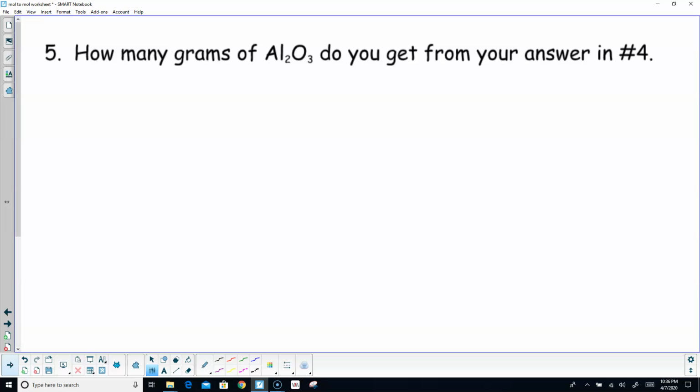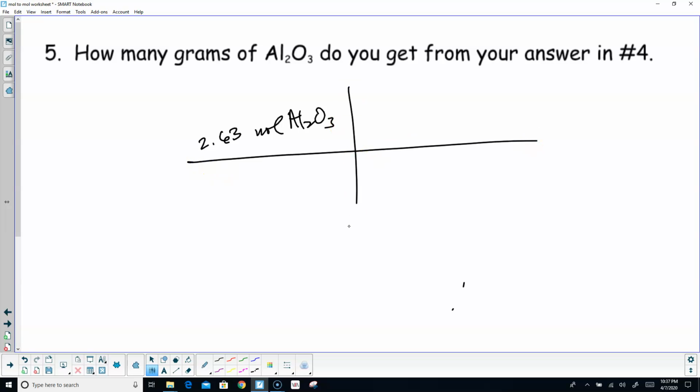Okay, this last one, this is a little different. It wants to know how many grams of aluminum oxide you get in your answer for number 4. So what you could do, and what I would probably do, we haven't done the mole to mass conversions yet, but guess what? In the previous problem, we knew there were 2.63 moles of aluminum oxide. And guess what we were doing last week? We were converting moles to grams, weren't we? And so you already actually know how to do this. All we have to do is come up with the molar mass.